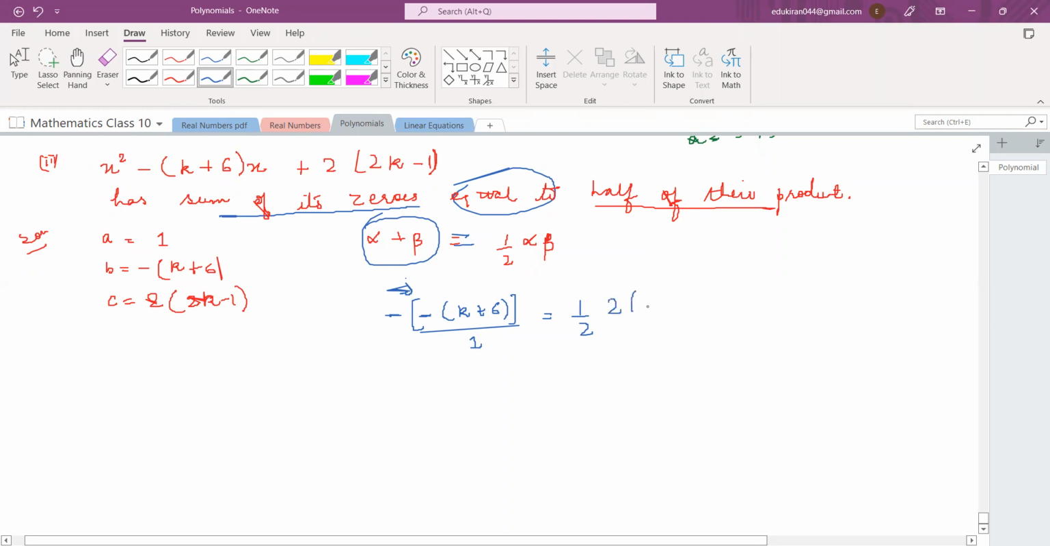So 2 into (2k minus 1), right? Now this minus minus will become plus, and you will have k plus 6 is equal to, so this 2 will get cancelled out, 2k minus 1. Clear? Yes, ma'am. This is simple. Quickly tell me what is the value of k. Ma'am, 7. Yes, k is equal to 7.